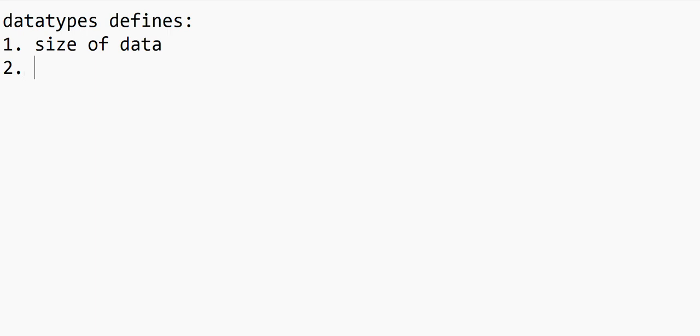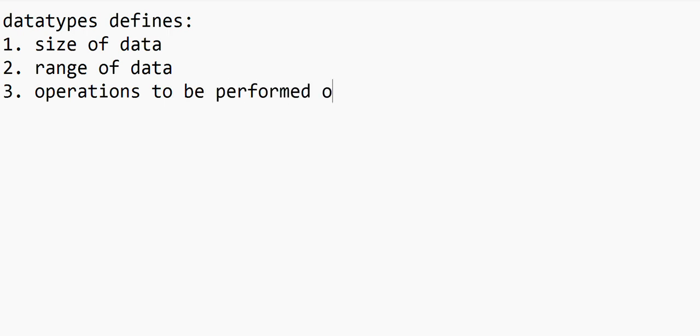Data type defines: one, the size of data; second, a range of data; and third, the operations to be performed on data. So these are the three things which data types can define.